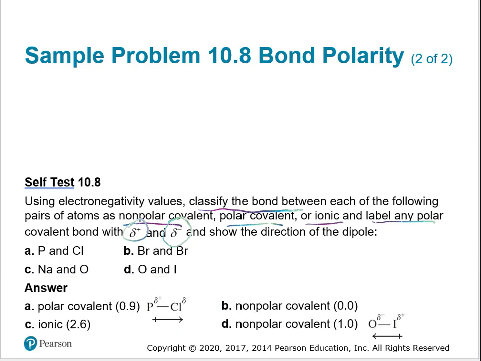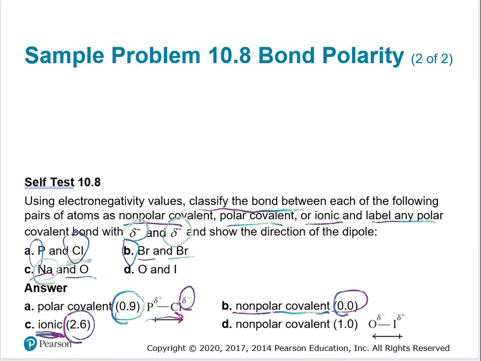Let's look at the answers. In order to look at P and Cl, I got to look at those electronegativity values and subtract them. I would get a difference of 0.9, and chlorine is the larger electronegativity value, so we would point our arrow towards chlorine, and that would have my slightly negative end of the compound. For B, we've got bromine and bromine. Subtract the 2, we get 0, so it's nonpolar covalent. Sodium and oxygen. Sodium is a metal. It is an ionic compound. We could subtract those 2 values and see the difference is larger than that 1.8.